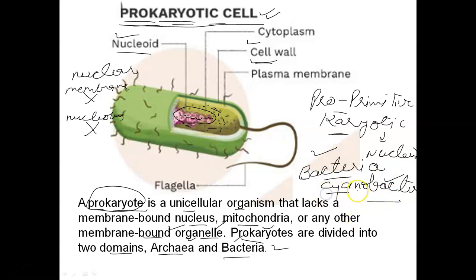Cyanobacteria are actually more similar to the algae, so earlier they were considered in the plant group only, in the algae only. Blue-green algae is the older name, and cyanobacteria is the new name because of the difference in the cellular organization. Algae has eukaryotic cellular organization and cyanobacteria has prokaryotic cellular organization. So prokaryotes are divided into two domains, archaea, primitive, and eubacteria, typical bacterial structure.